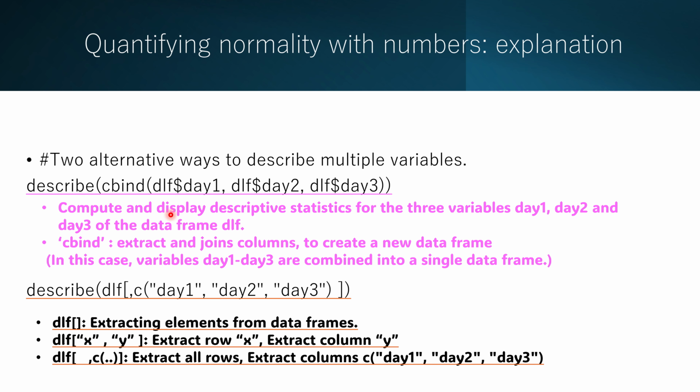Describe computes and displays descriptive statistics for three variables: day 1, day 2, and day 3. cbind joins columns to create a new data frame. Describe is here. Then extracting elements of the data frame: [x, y] extracts row x and column y. And here, a blank for rows means extract all rows, and c(day 1, day 2, day 3) extracts those columns.